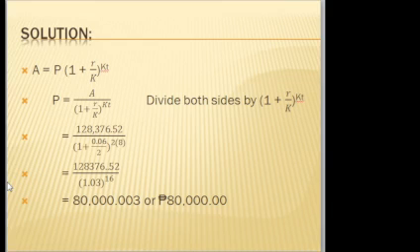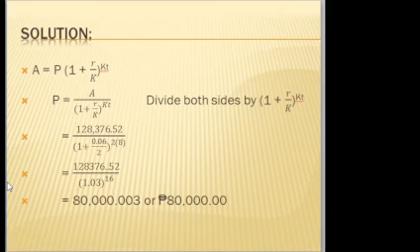KT. So to get the formula for finding the principal, or P, we need to divide both sides by (1 plus R over K) to the power of KT. So our formula now to get the principal is P is equal to A all over (1 plus R over K) to the power of K times T.